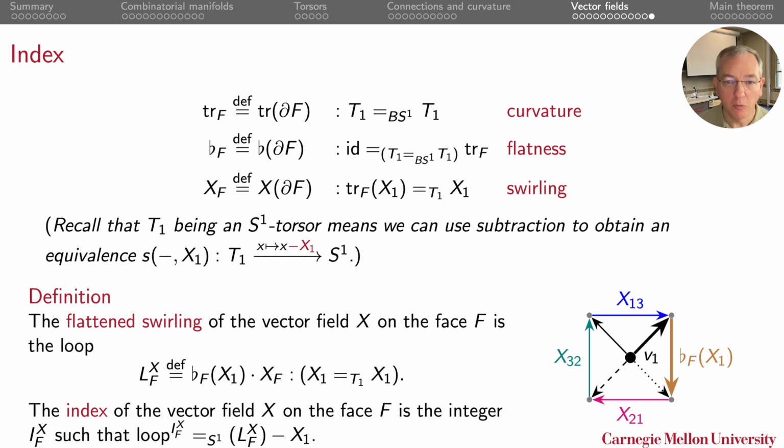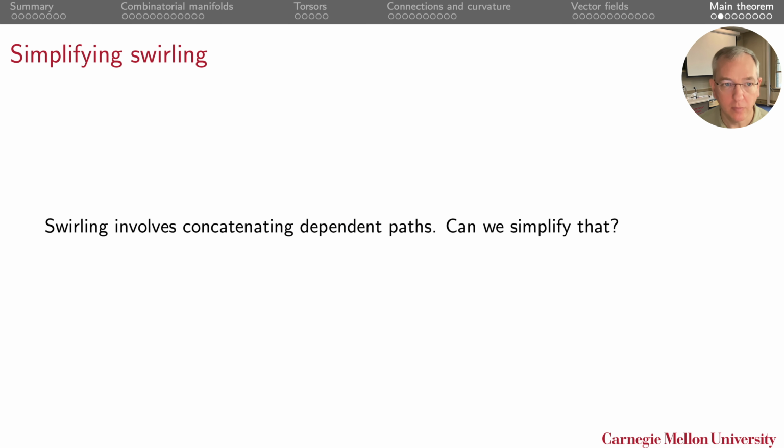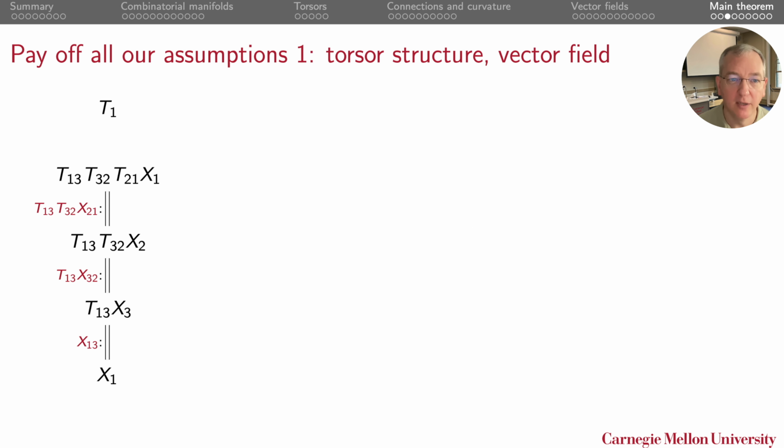Okay, so we have all these ingredients: curvature, flatness, swirling, and flattened swirling. So now we're ready to state and prove the main theorem. So we can think of this as a procedure of simplifying swirling. Swirling involves concatenating dependent paths. They're dependent paths, so we had to be very careful about lining them up head to tail in one fiber by transporting them there together. Can we simplify that? Can we stop doing that?